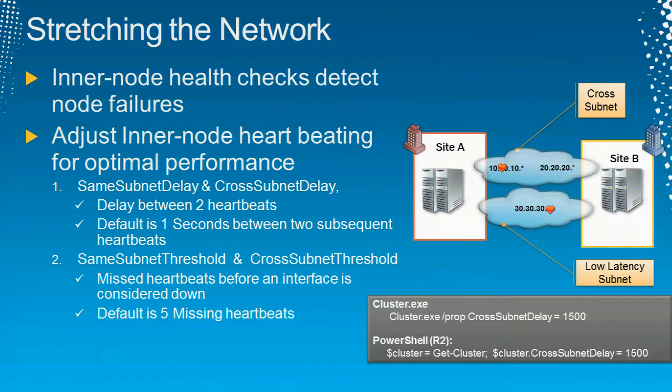So if you have a high latency network, you need to make sure that the cross subnet delay is more than what the default is. By default, we send one heartbeat every second, and by default, 5 missed heartbeats are enough for the network to be declared down. So when you are designing your network, make sure that these variables are appropriately configured for your network configuration.